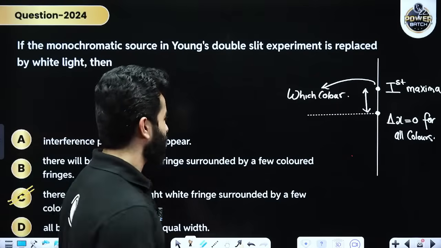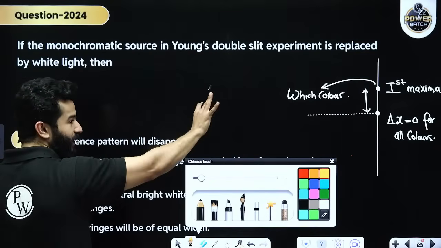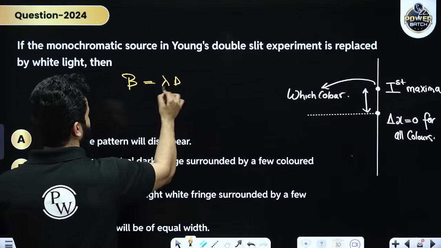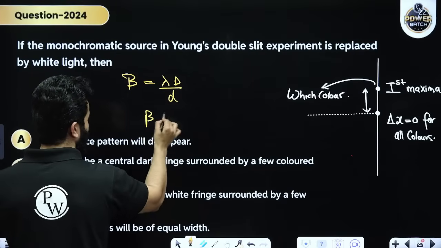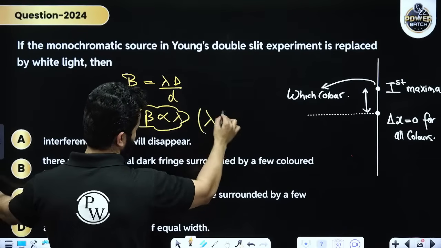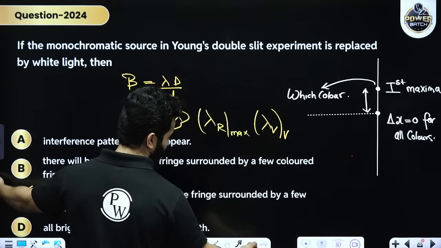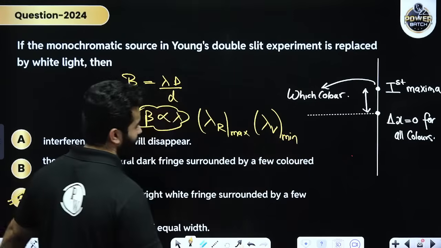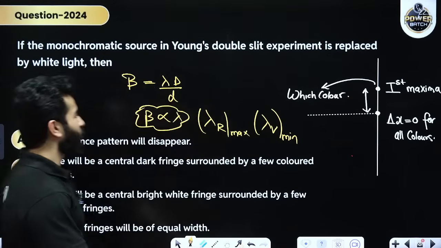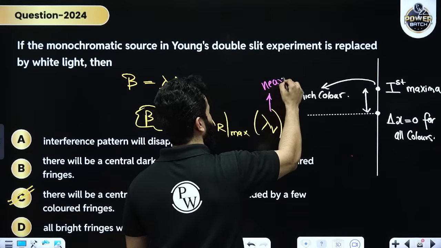See, now this is slightly confusing. If they are asking which color will be there, then you are going to talk about beta, lambda capital D divided by small d. Now beta depends upon lambda. Lambda is maximum for red and minimum for violet. So if you are asked which one will be the nearest, then the answer should be violet.